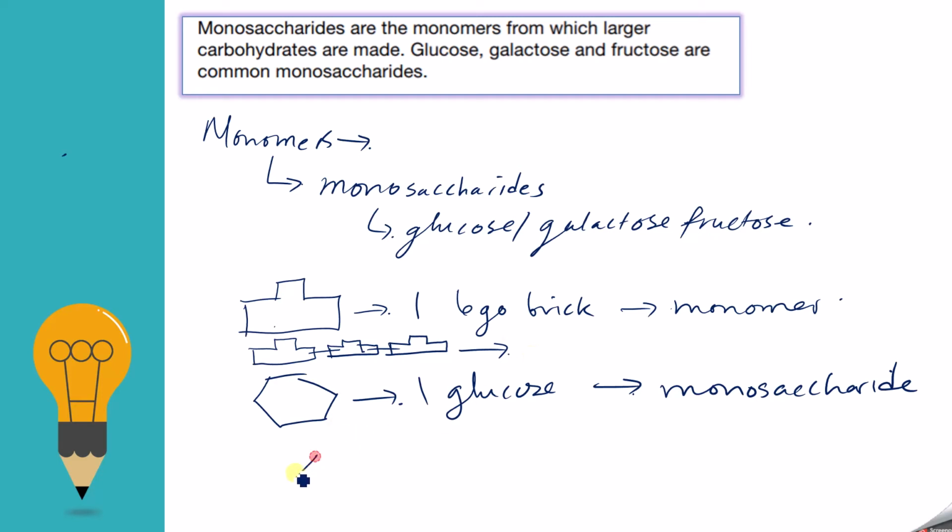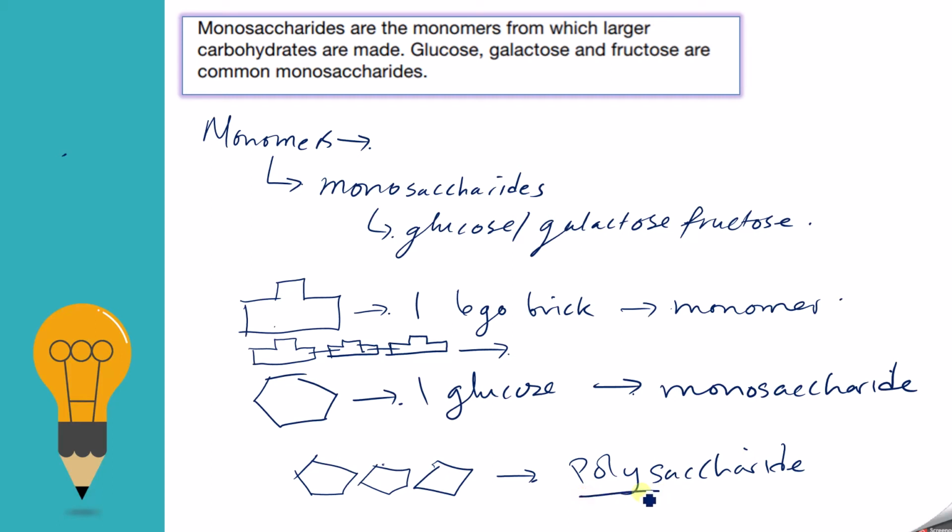Same here, if we have lots of glucose molecules, I'm just going to quickly draw this. If we have lots of glucose molecules, join them together and we get something called a polysaccharide. Now you should know what a polysaccharide is, even though you haven't studied it, because you've got this prefix here, poly, and poly means many. And like I said before, every time you see the word saccharide, assume carbohydrates or sugars.